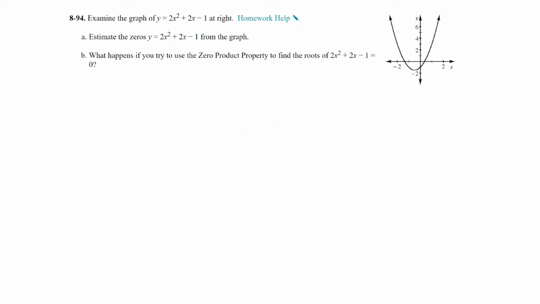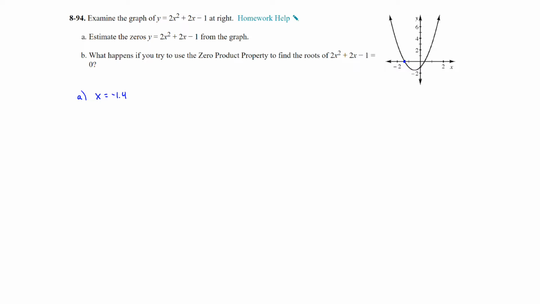Question 94, examine the graph of y equals 2x squared plus 2x minus 1 at the right. Estimate the zeros from the graph. So if we're just looking at the graph itself and not using our graphing calculators, it appears that it crosses the x-axis a little after the -1, maybe not quite in the middle. But it does appear that x is somewhere around the -1 point, maybe not quite -1.5 yet, -1.4 maybe.